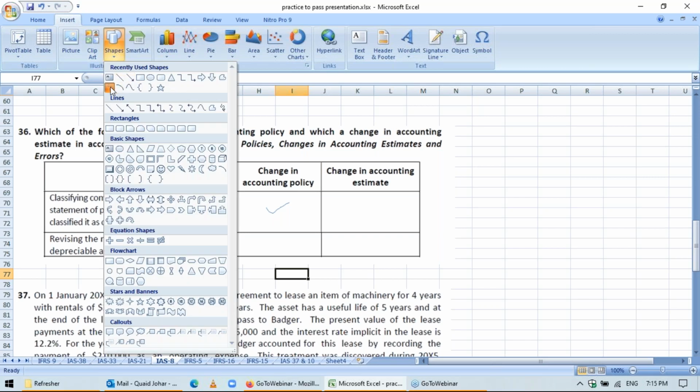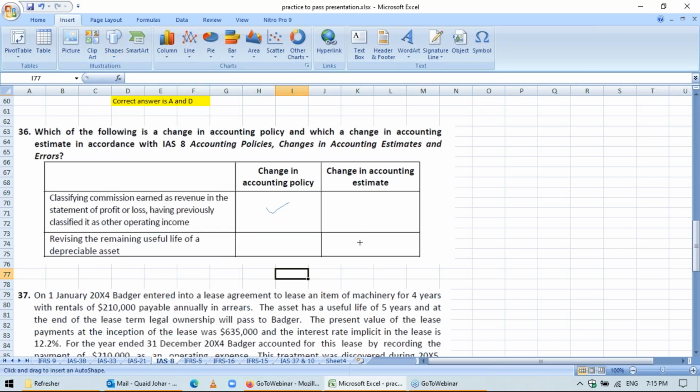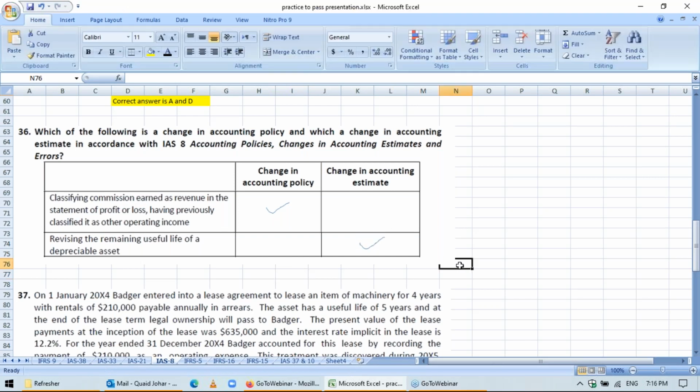So revising the remaining useful life is a change in accounting estimate. So remember a few examples of change in accounting estimate: if the percentage of depreciation or amortization changes, the percentage of bad debt changes, or the bad debt is recovered, right? Or there is a change in the depreciation method or the amortization method, which reflects the pattern of consumption. So these are all changes in accounting estimates.